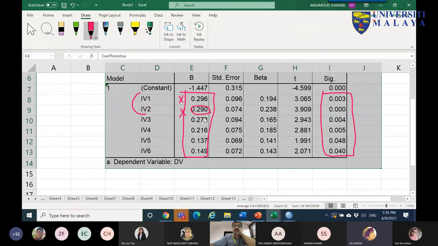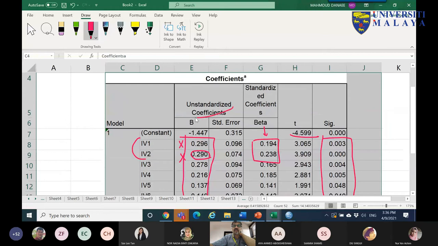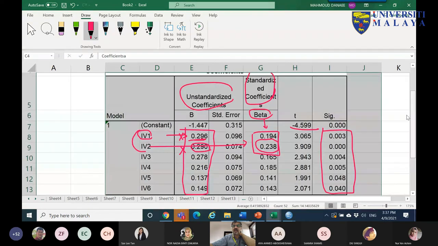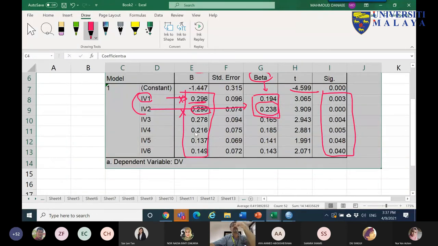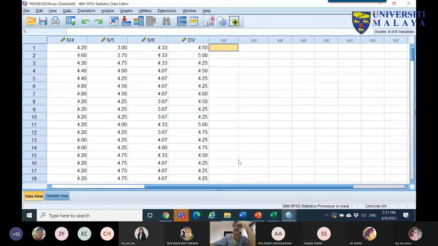Because the T test has the highest value. Not exactly T. You have to look at beta. Beta is a standardized effect. Look at here. Based on the unstandardized coefficient, maybe you can define that IV1 is the most significant factor because the coefficient is the highest. But when you look at the standardized coefficient, the highest impact belongs to IV2. So the reason that we calculate the beta is to be able to compare among the predictors. Some of the predictors may be, for example, look at here in this study, let me show you something.